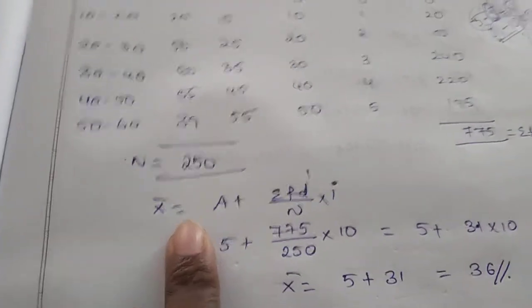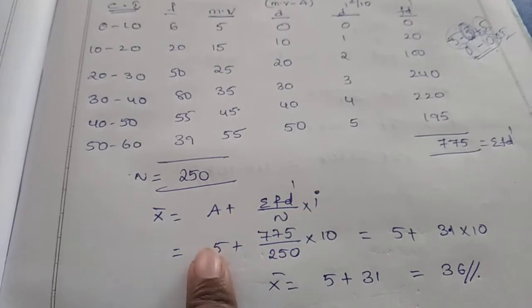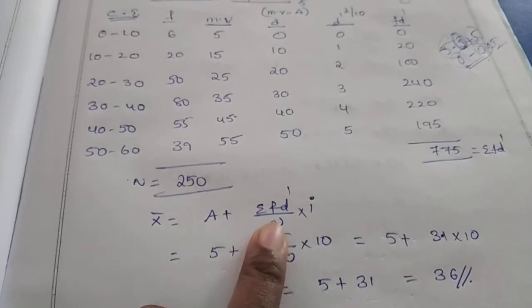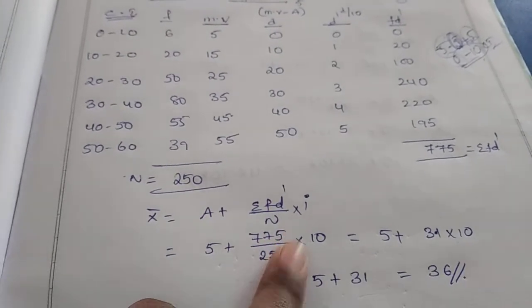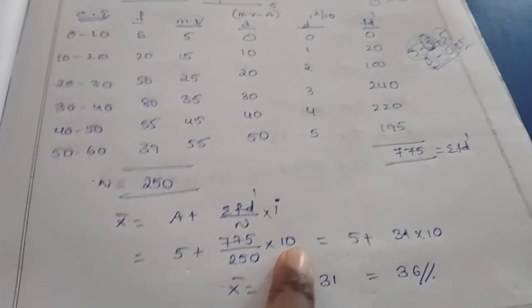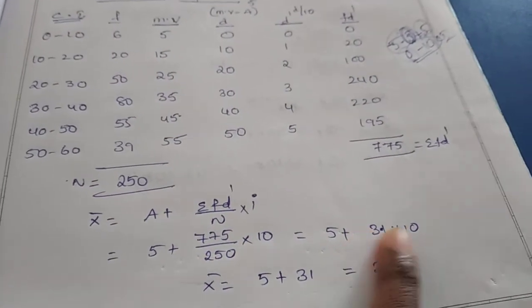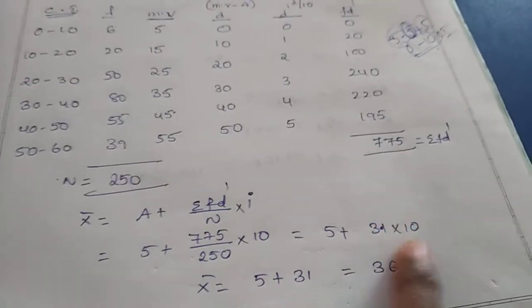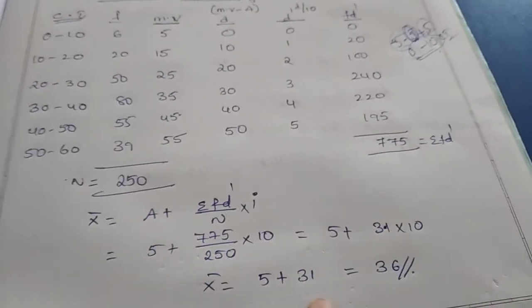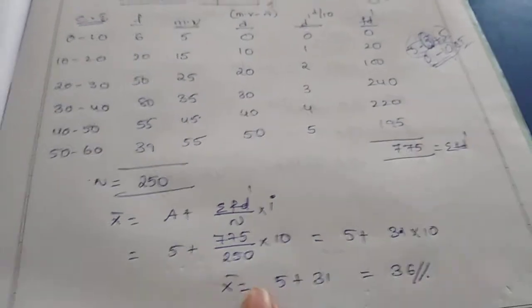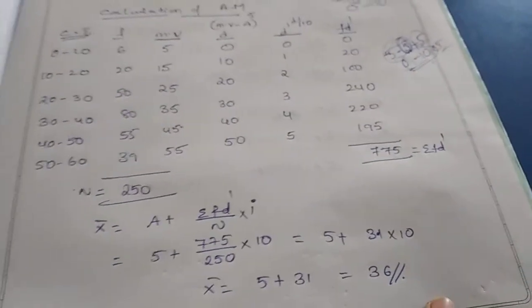Now apply in the formula. What is the formula? Mean is equal to A plus sigma F D dash by N into I. A is how much here? 5. So sigma F D dash is 775 divided by 250 into 10. So 775 divided by 250 is how much? 3.1 into 10. So first you have to multiply here. So 3.1 into 10 is 31. So mean is equal to 5 plus 31.